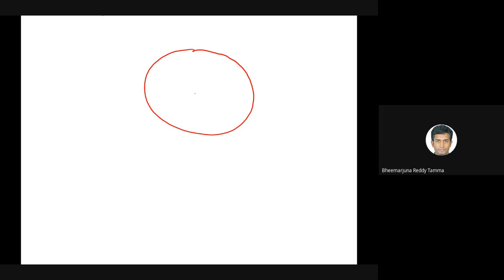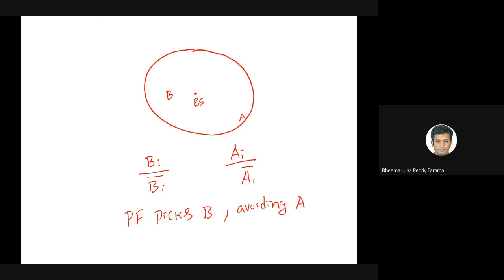So I'm taking this example where I have one base station, and this is user B and this is user A. What we are looking at is Ri over Ri bar. Initially I was saying that the proportional fair scheduler picks B and avoids A. Because it is avoiding A, what happens to its Ri bar? Here i could be the time instant. So what happens to this value? It goes down.